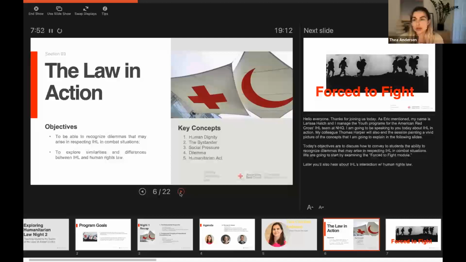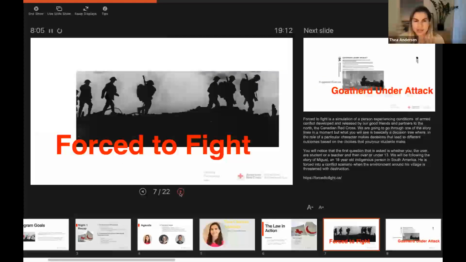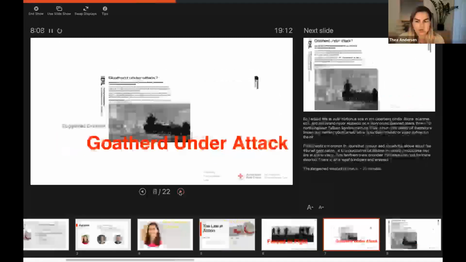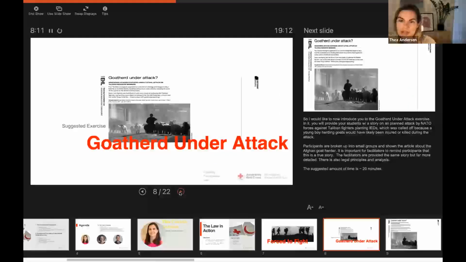And I don't know if Amy's going to go into this, but if you also have your own take on how you remember these key concepts throughout the program, that would be really helpful for our participants. Force to Fight is the portal I just showed you from the Canadian Red Cross. And then I'm going to cover one exercise for today's class.